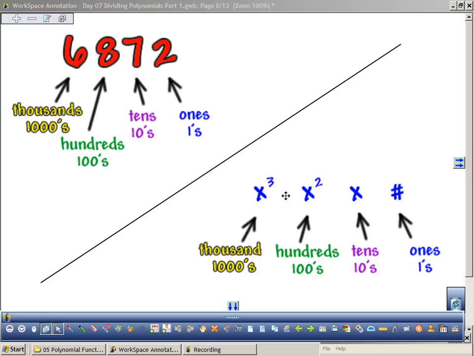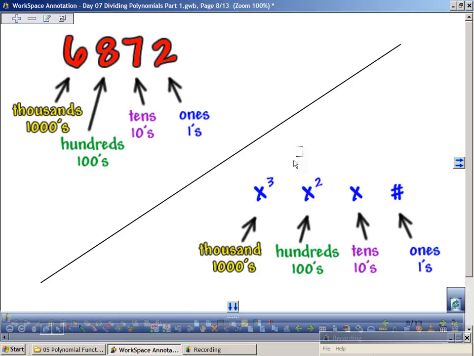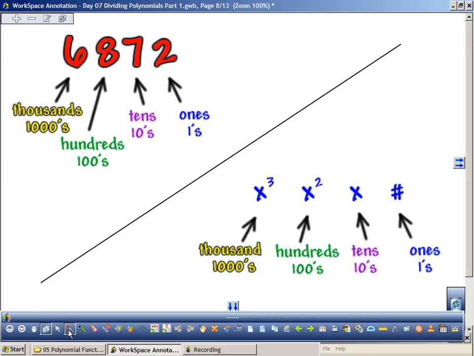Don't get scared by this stuff. Okay? Because all it really is, is place value. And this is why. Can I add x cubed? Can I combine x cubed and x squared? Does that make x to the 5th? This is why that doesn't work.